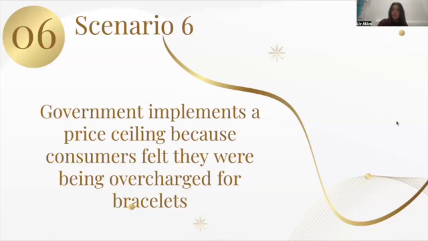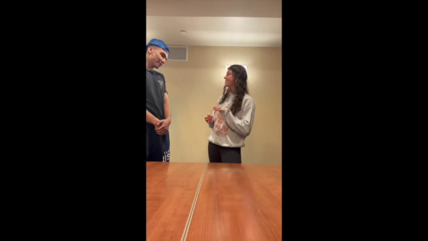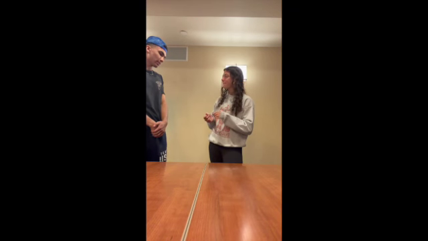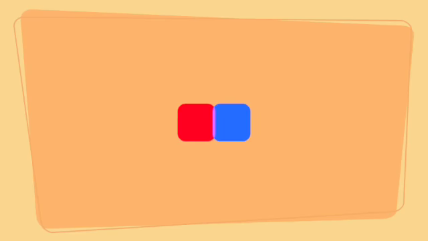Scenario 6, government implements a price ceiling because consumers felt they were being severely overcharged for bracelets. Oh my goodness, the price for these bracelets is so high. I feel like I've been overcharged so many times. All right, it's the government. We can see what we can do about that, but definitely, at this point, it's becoming price gouging. The way these bracelets have been going, we're going to intervene and possibly reduce these prices and get them onto the market so everyone can have access. Pause here and try for yourself.